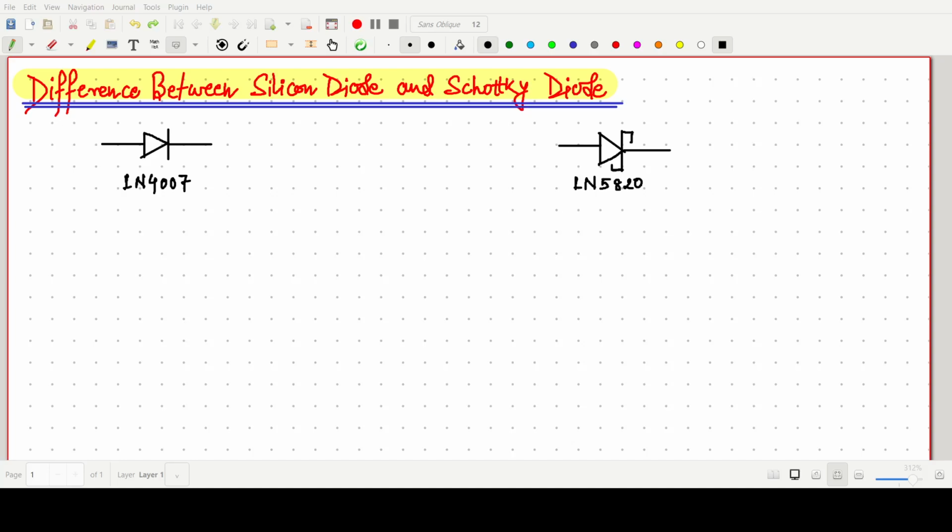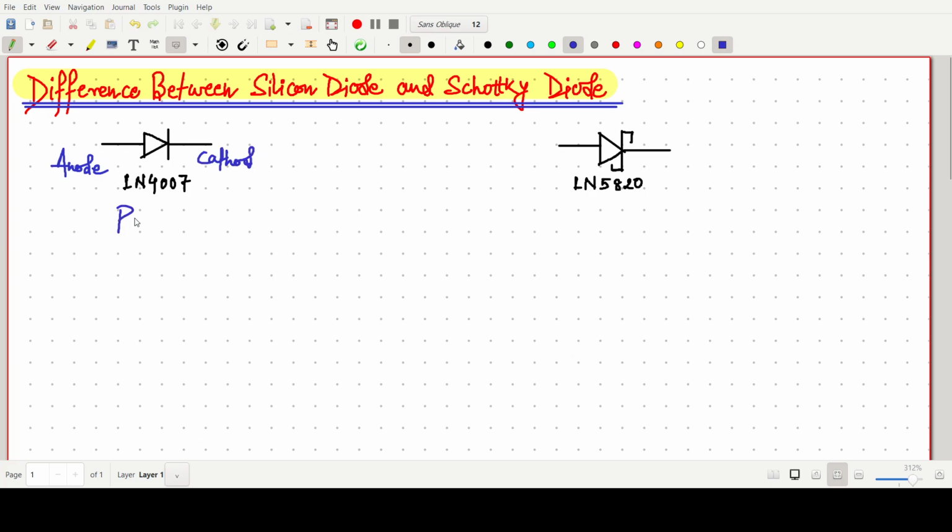Welcome everyone. In this video, we will think about the basic difference between the silicon diode and Schottky diode. These are two very well known, very famous diodes. The first one we are very familiar with, that is our PN junction diode, in which this side is the anode and this is the cathode.